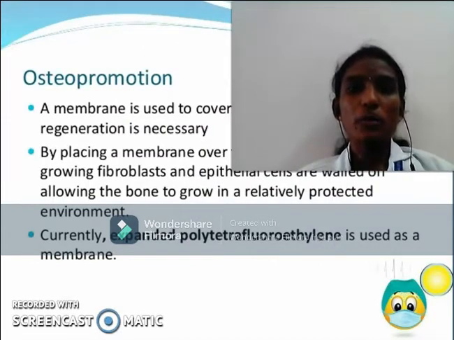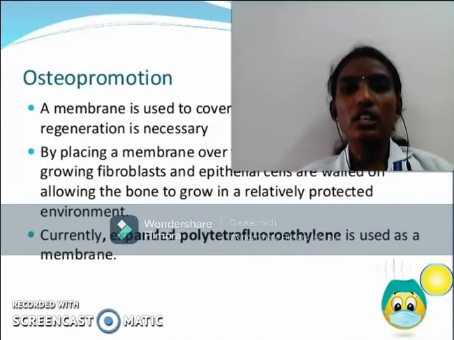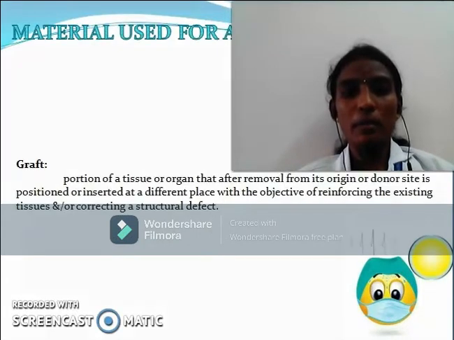Osteopromotion. In osteopromotion, a membrane is used to cover the area where bone regeneration is necessary. By placing the membrane over the bone graft, the faster growing fibroblastic and epithelial cells are blocked off, allowing the bone to grow in relative freedom. Currently, expanded polytetrafluoroethylene is used as a membrane.